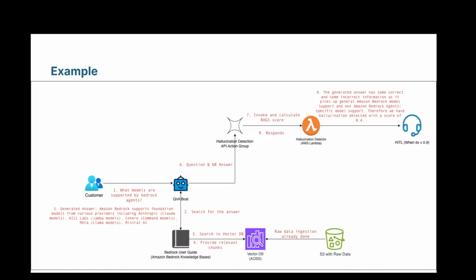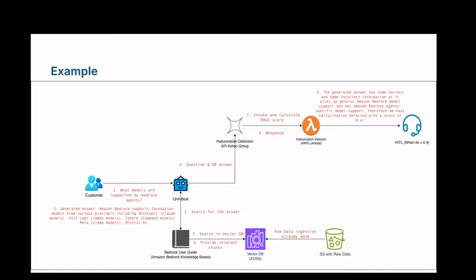Now rather than sending this answer to the users, we have the action group. If you remember the first flow that we saw, this action group takes this question, takes these answers and goes to the hallucination detector, which is a Lambda function, right? Based on the logic that we have, we get a score. If you see the right hand side, we got a score of 0.4. That 0.4 is obviously less than what we expect. If we expect 0.9 and 0.4 is less than 0.9, then there is a hallucination.